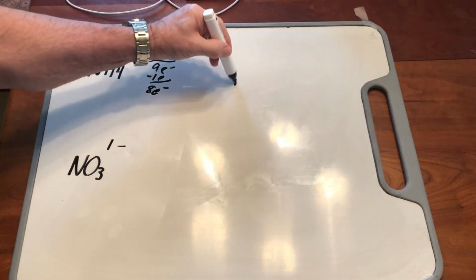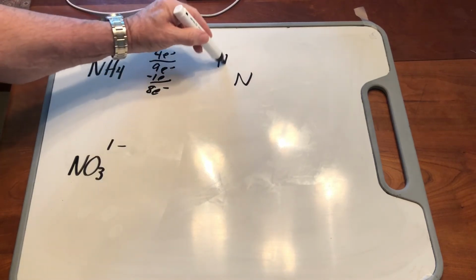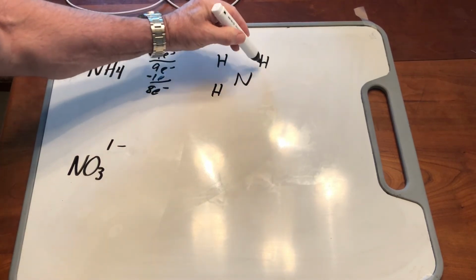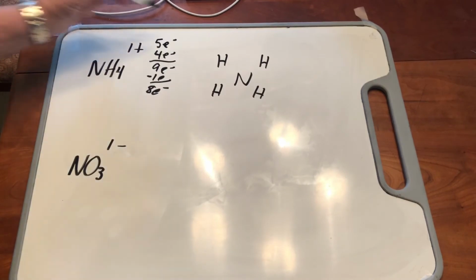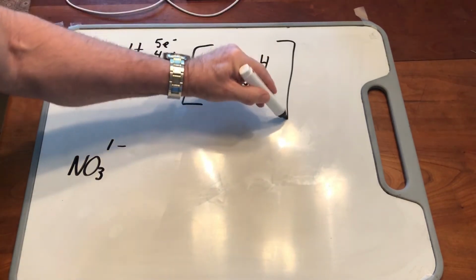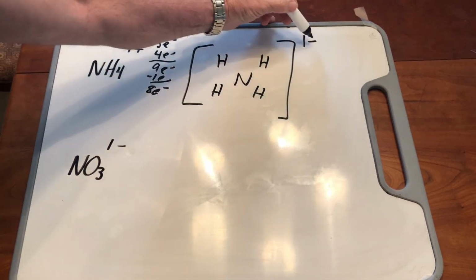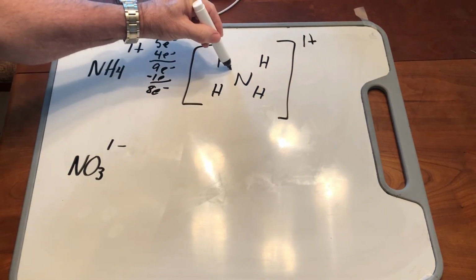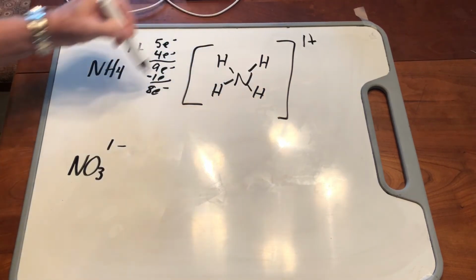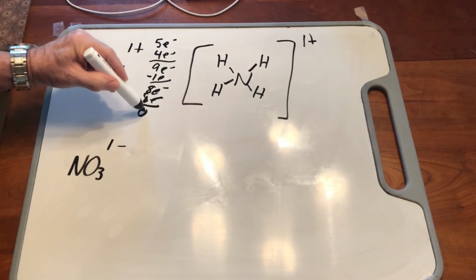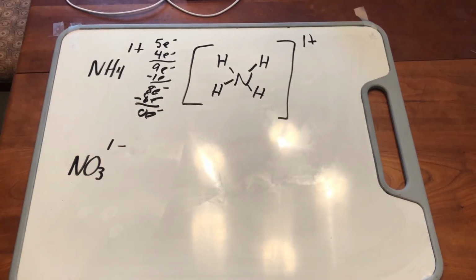Now, next thing, nitrogen in the middle. Put the hydrogens around it. It's got a charge though. What does that mean? Well, we better put brackets around it and put the charge outside, 1 plus. And then we connect 2, 4, 6, 8. Oh, look, we used them all up. 0 electrons left. That is a good structure.